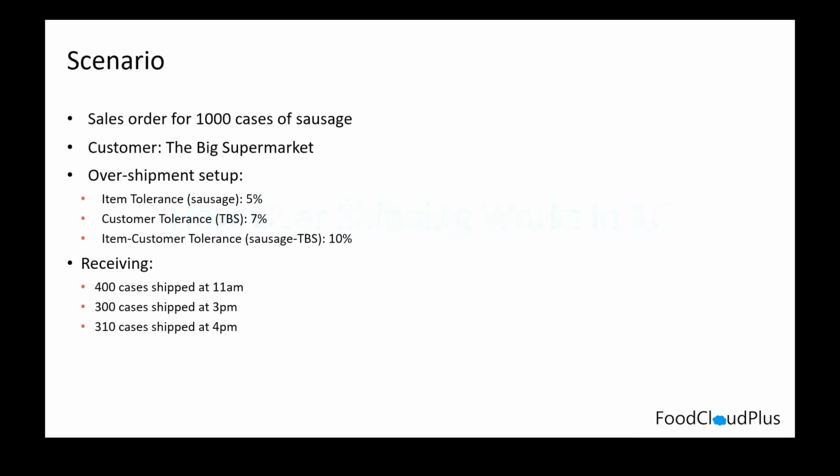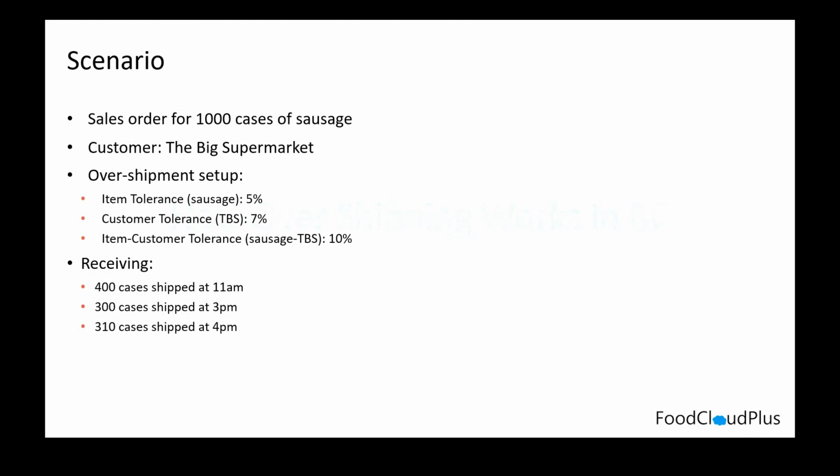For example, let's assume we have a sales order for 1,000 cases of sausage to the customer, the big supermarket. Our overshipment code setup would be as follows. For the item sausage, we would have a 5% tolerance. For the customer, the big supermarket, we would have a 7% tolerance. And for the combination of the item sausage to the customer, the big supermarket, we would have a 10% overshipment tolerance.